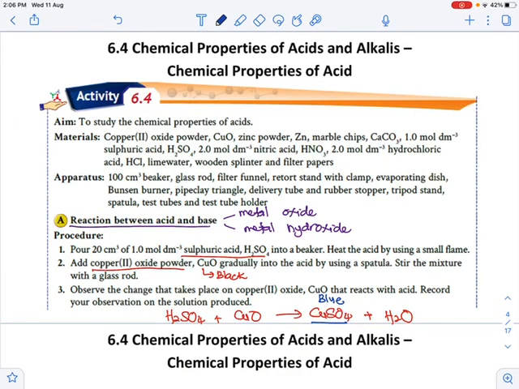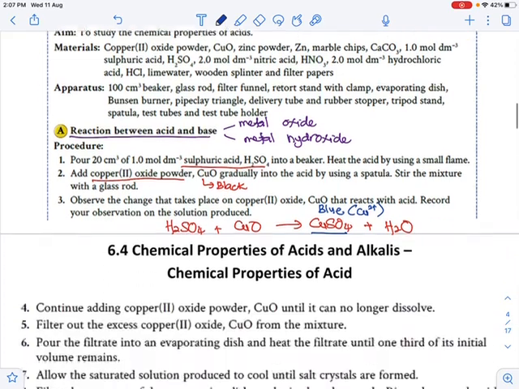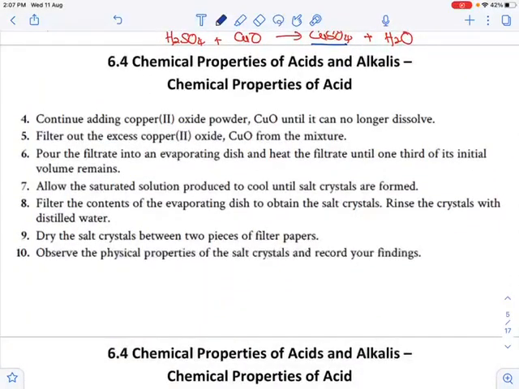Why is copper(II) sulfate blue? Because of the presence of copper(II) ions. Continue adding copper(II) oxide powder until it can no longer dissolve.